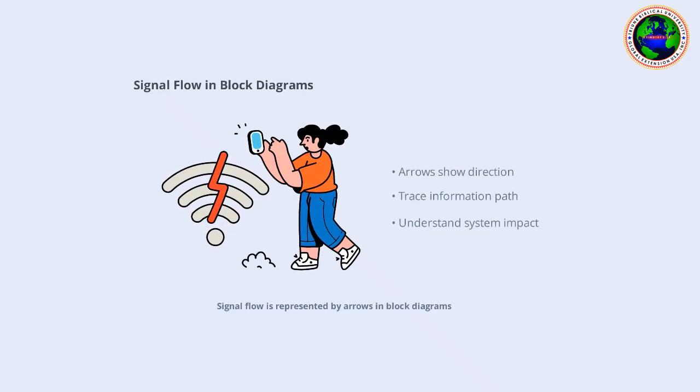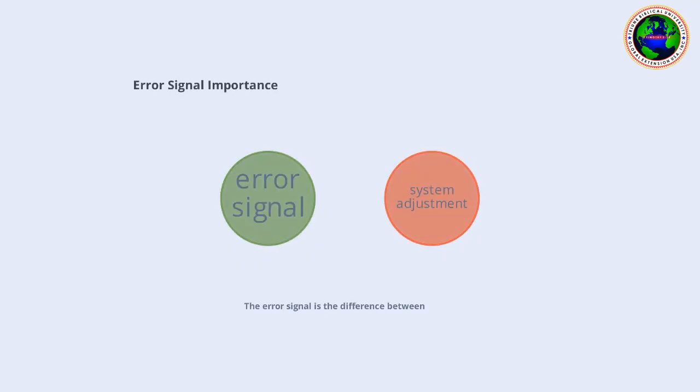Signal flow is represented by arrows in block diagrams. These arrows show the direction in which information travels from the reference input through each component to the output. Clear signal flow helps engineers trace how changes in one part affect the entire system. The error signal is the difference between the desired output and the actual output. It's what drives the controller to make adjustments. By minimizing the error signal, the system achieves its goal, whether that's maintaining speed, temperature, or position.